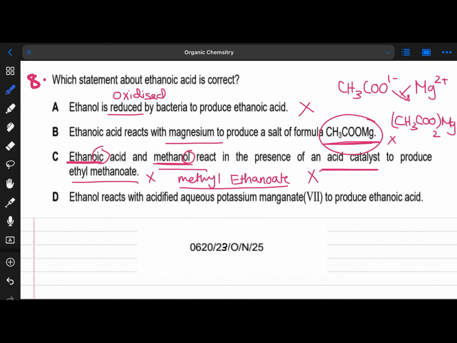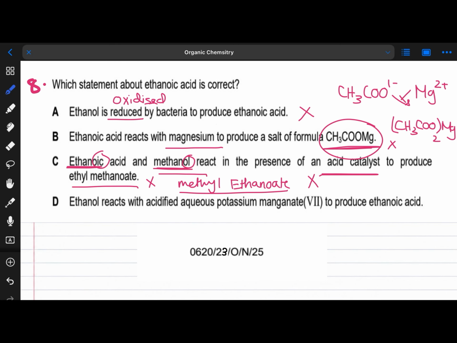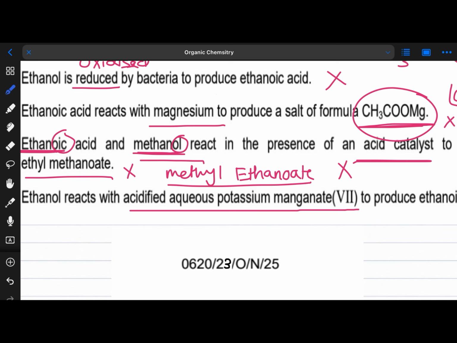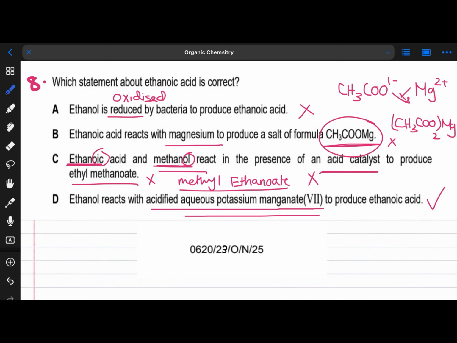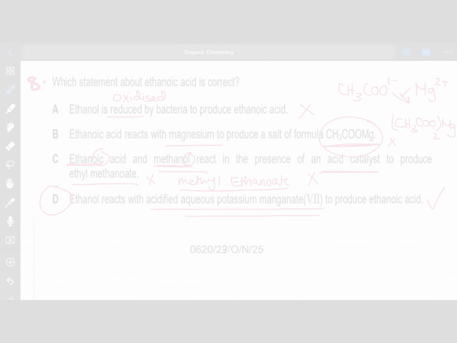Now the last option says that ethanol reacts with acidified aqueous potassium manganate to produce ethanoic acid. Yes, that is true. This is the oxidation reaction where this acidified aqueous potassium manganate acts as an oxidizing agent. And therefore, this answer D is correct.